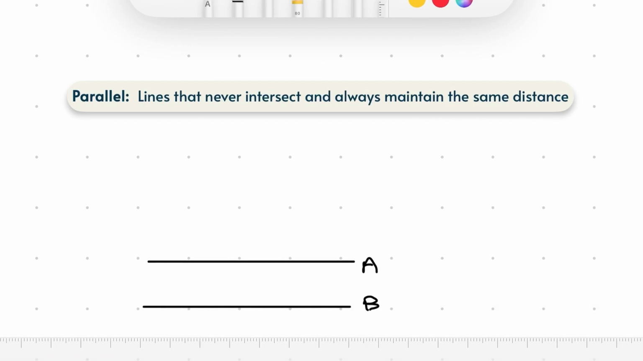The way we denote that two lines are parallel is by using these small arrows. It's really important that you write these on your diagram so that the viewer knows that these lines are parallel. And unlike perpendicular lines, these lines always stay away from each other. In other words, they are equidistant.